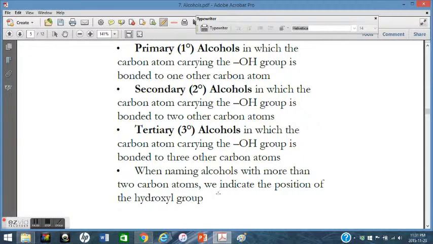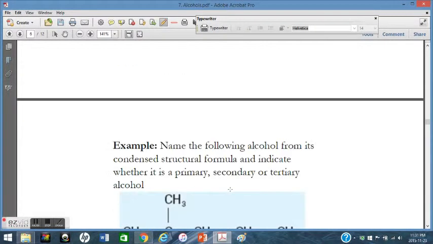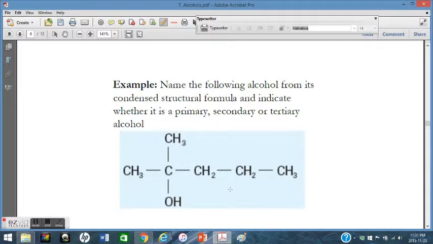So when we name alcohols that have more than 2 carbon atoms, we have to indicate the position of the hydroxyl group, which we've been doing already. Okay. So here we've got a condensed structural formula. I have to name it and then indicate whether it's primary, secondary, or tertiary.